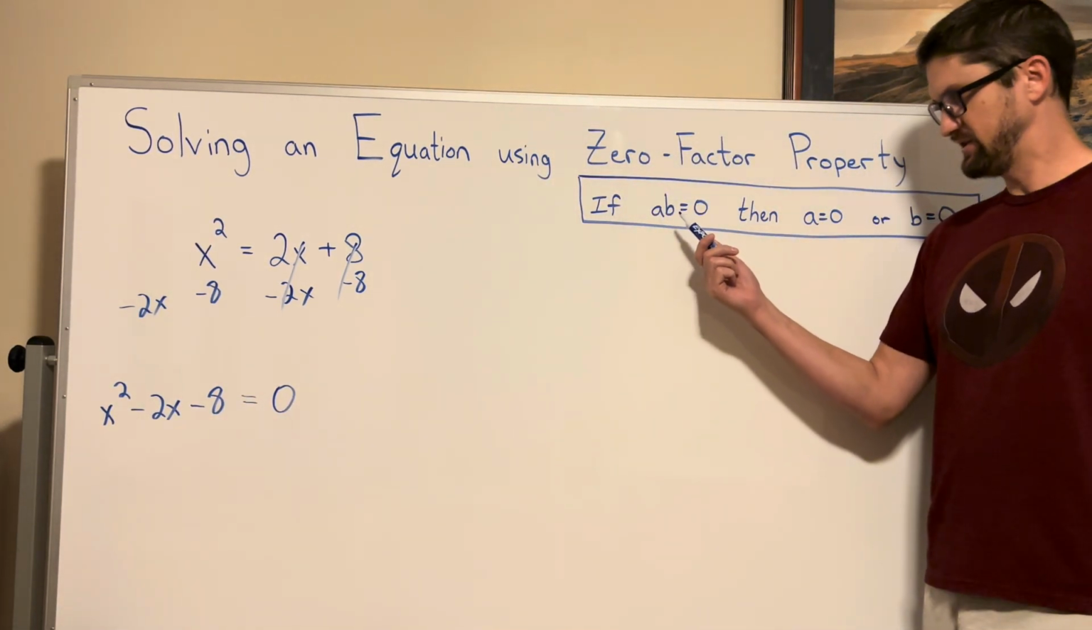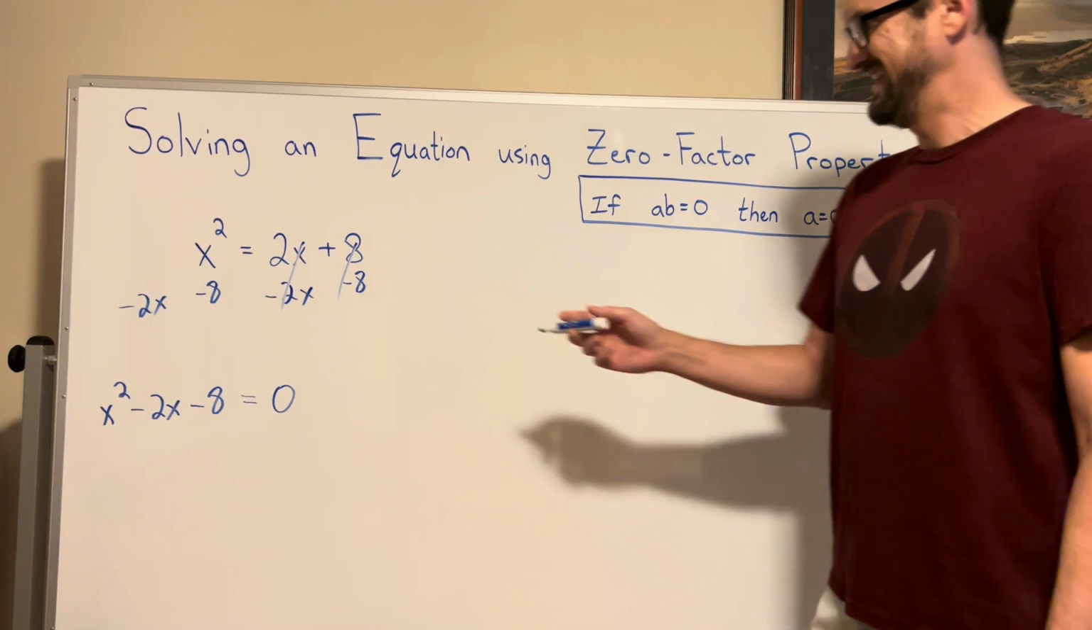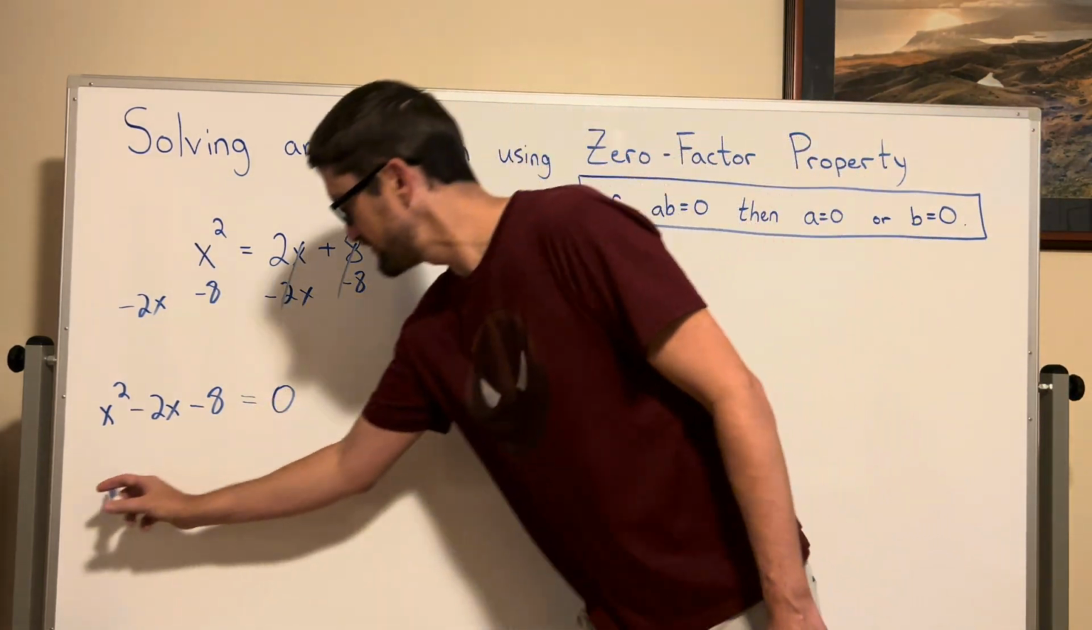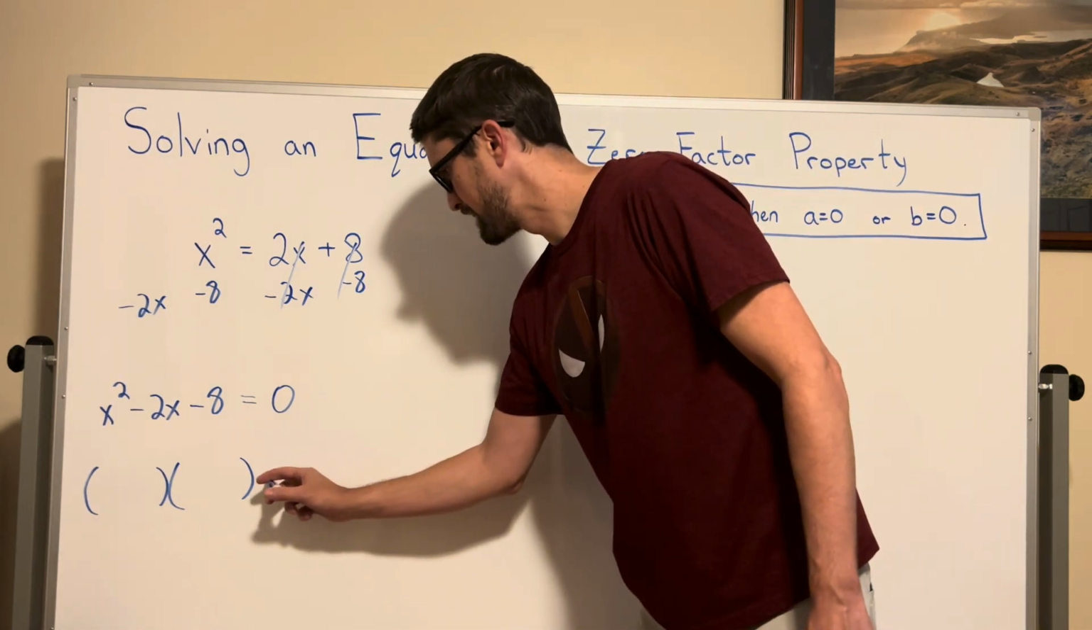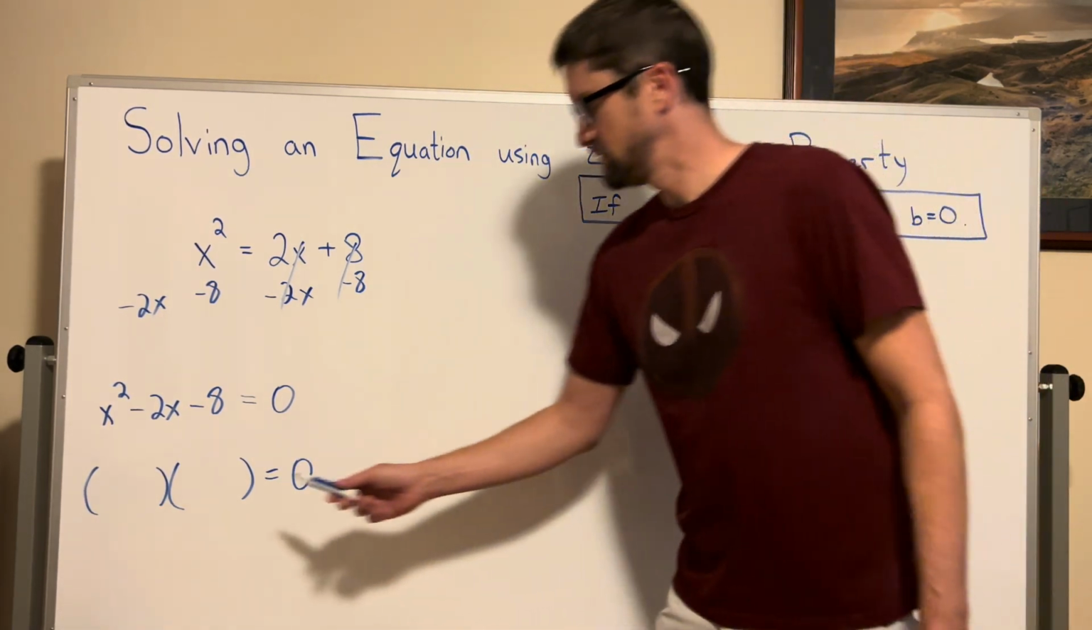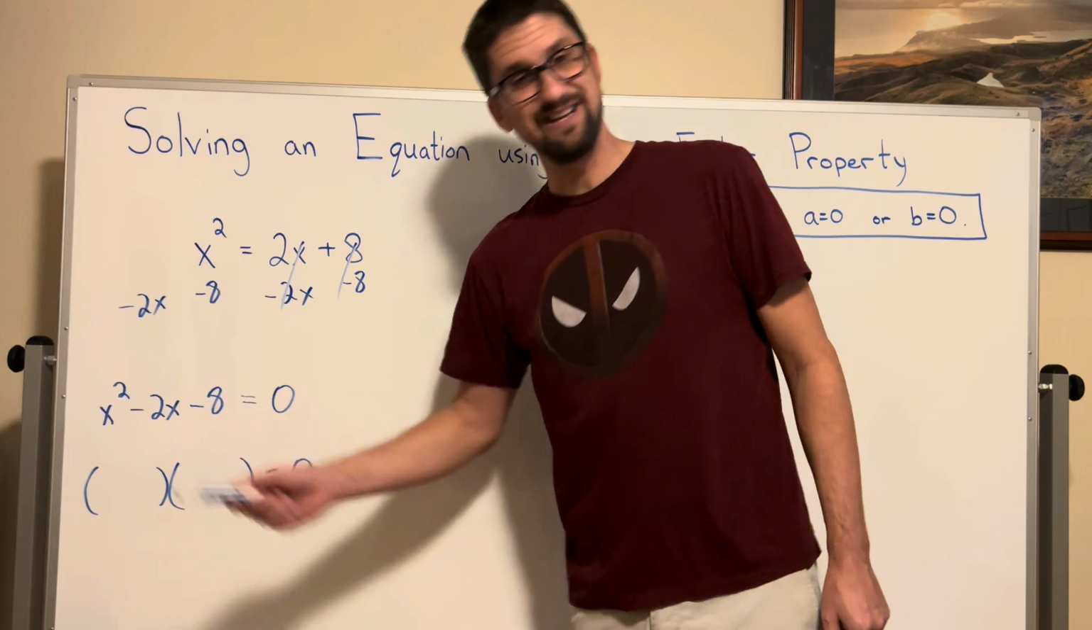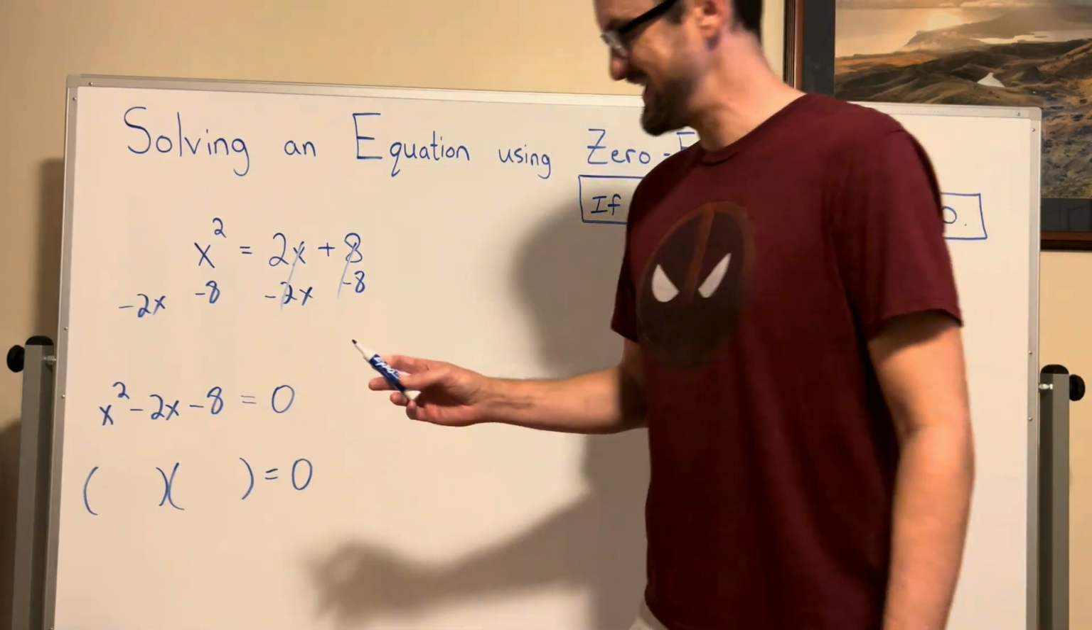The next thing you want to do is factor this so that we can use this property. I need two factors multiplying each other. This is a trinomial. It will factor into two binomials. The two first terms are going to multiply to give x squared. That's x and x.